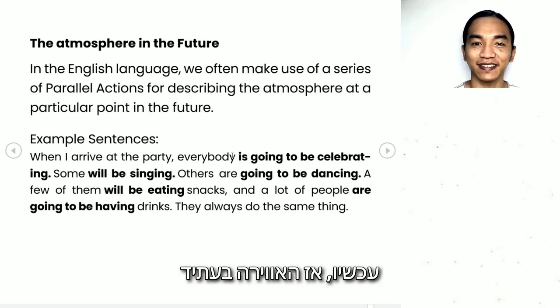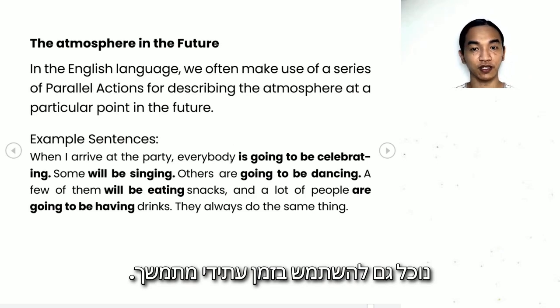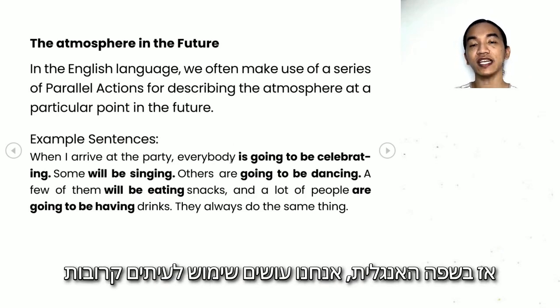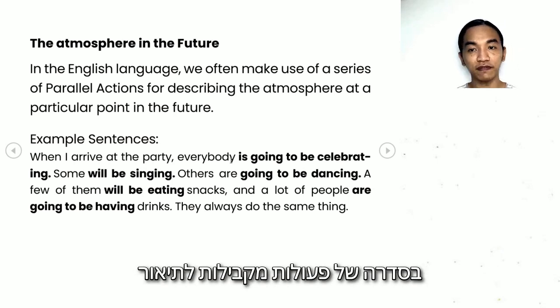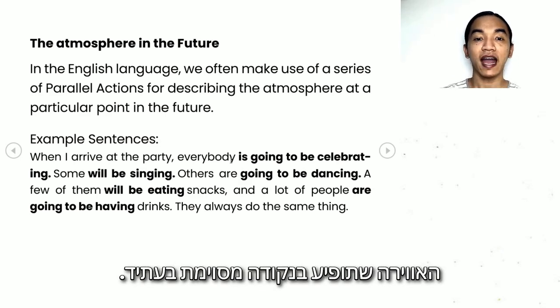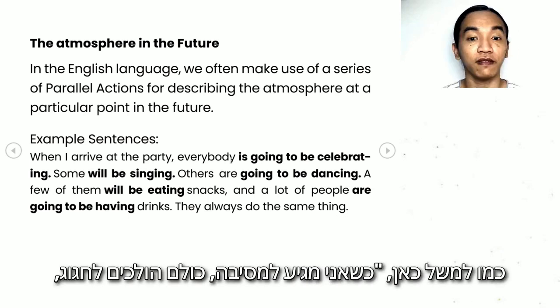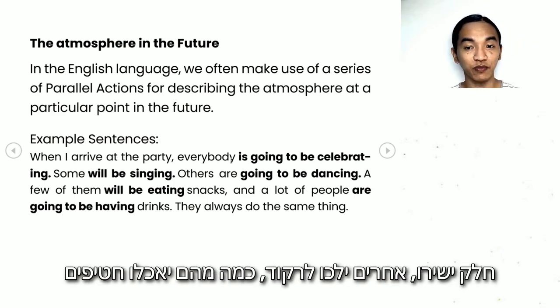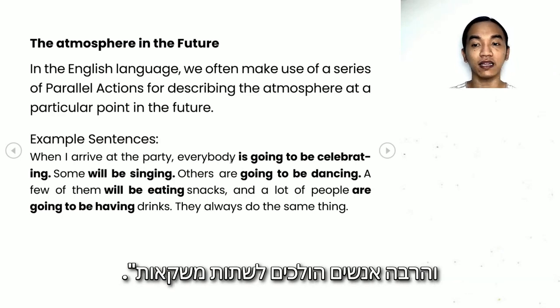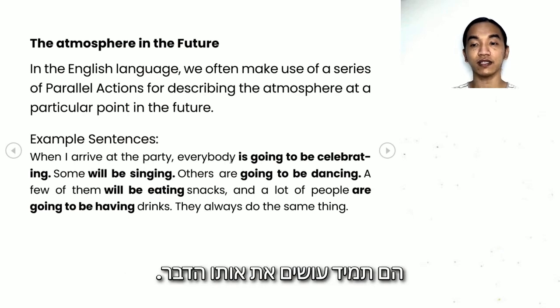All right? Now, for the atmosphere in the future, we can also use the future continuous tense. In the English language, we often make use of a series of parallel actions for describing the atmosphere at a particular point in the future. Like, for example, here, when I arrive at the party, everybody is going to be celebrating. Some will be singing, others are going to be dancing, a few of them will be eating snacks, and a lot of people are going to be having drinks. They always do the same thing.